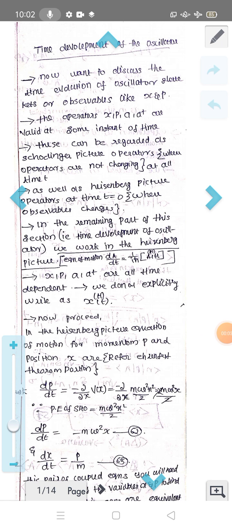So far we have discussed the simple harmonic oscillator. Now we are going to discuss the time evolution of oscillator state gates and the observables like x and p, that is the position and momentum operator.